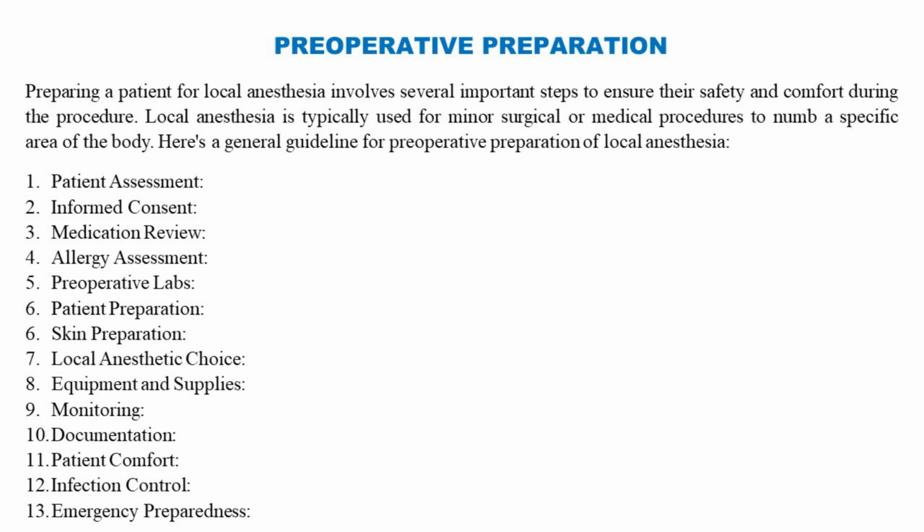12. Patient comfort. Explain the procedure to the patient, provide emotional support, and address any questions or concerns they may have. 13. Infection control. Follow strict aseptic technique to prevent infection during the administration of local anesthesia. 14. Emergency preparedness. Be prepared for potential complications or adverse reactions to the local anesthetic, such as an allergic reaction or overdose. Have emergency medications and equipment on hand.